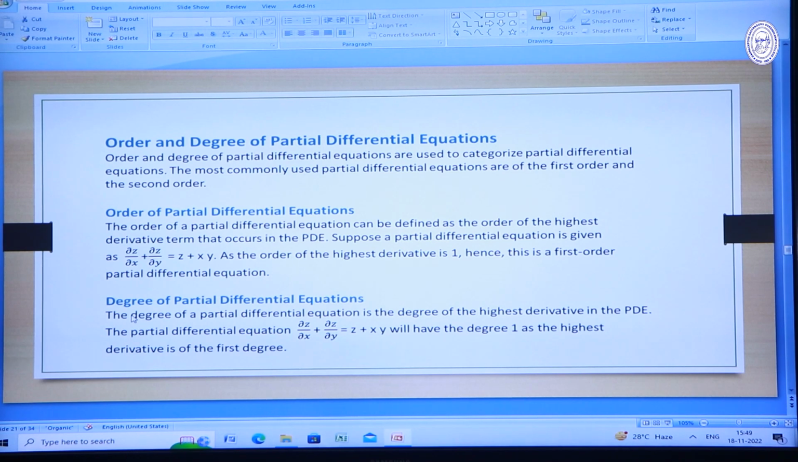Degree of a partial differential equation. The degree of a partial differential equation is the degree of the highest order derivative in the partial differential equation. The partial differential equation del z by del x plus del z by del y equal to z plus xy will have degree 1, as the highest derivative is of the first degree.